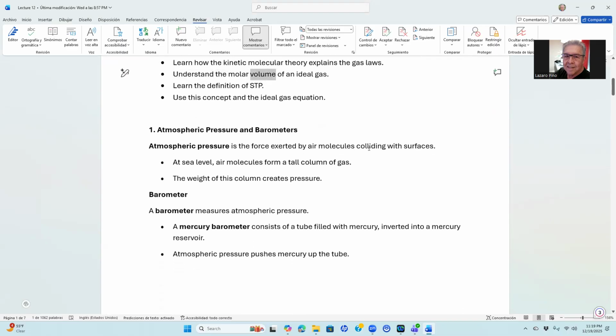Understand the molar volume of an ideal gas. Learn the definition of STP. Use this concept in the ideal gas equation.